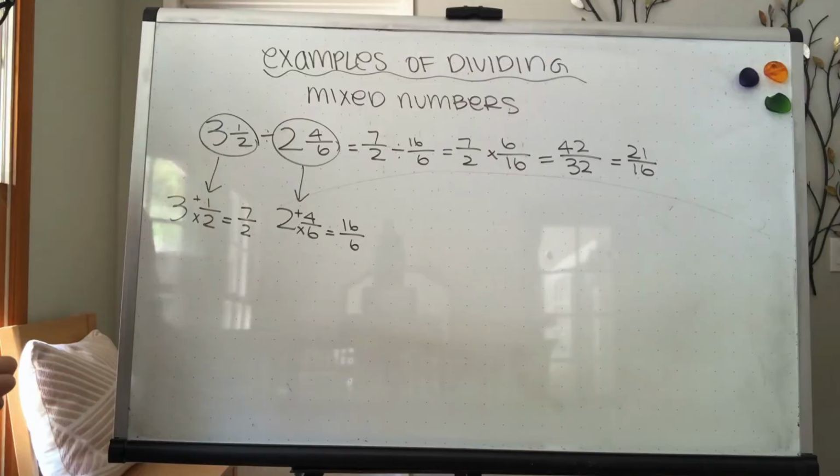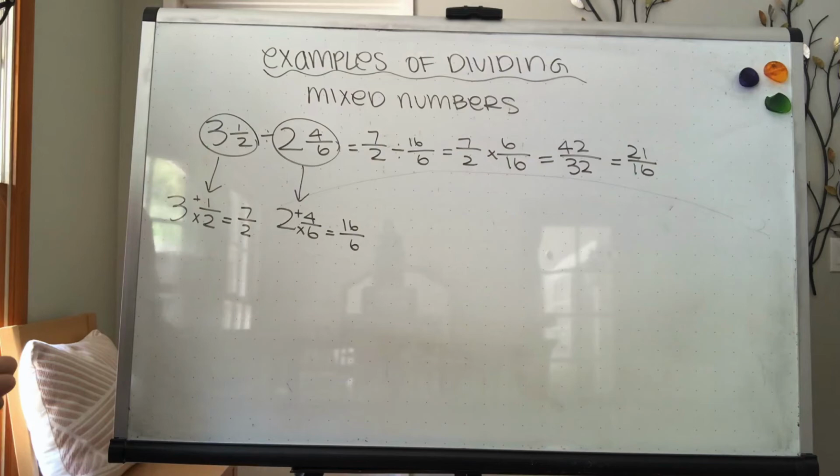So now we're going to be dividing with mixed numbers. So we're going to have to change the mixed numbers into improper fractions. And remember how you do it. You multiply the denominator with the whole number and then add it to the numerator. So in this case, you're going to multiply 2 times 3 equals 6 plus 1 equals 7, so 7 over 2. And then 6 times 2 equals 12 plus 4 equals 16, so 16 over 6.